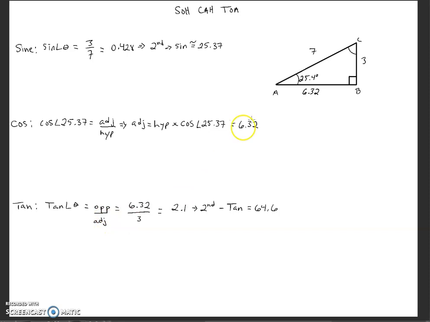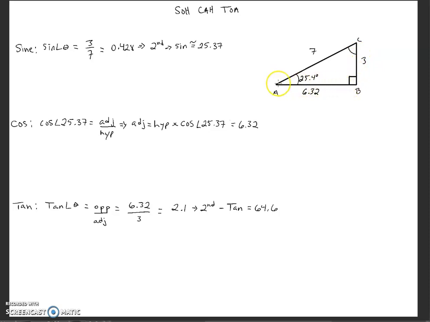We got opposite over adjacent. So if we're looking for this angle relative to this angle, 6.32 is the opposite. This becomes the adjacent. Now, when it comes into the tan, remember that adjacent here is the reference point. So what you're looking at here is this segment is the reference point, and what you're tracking down is this segment right here.